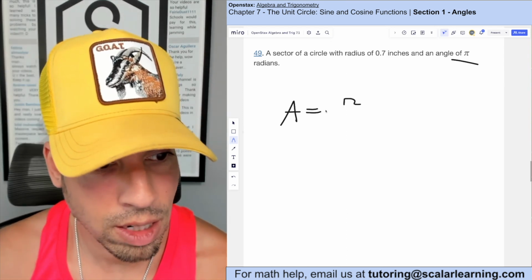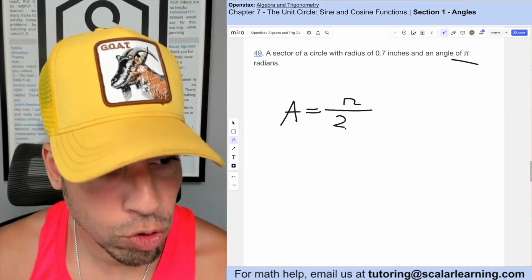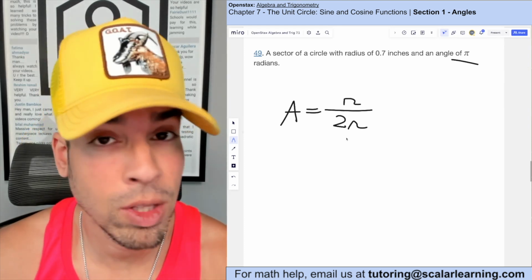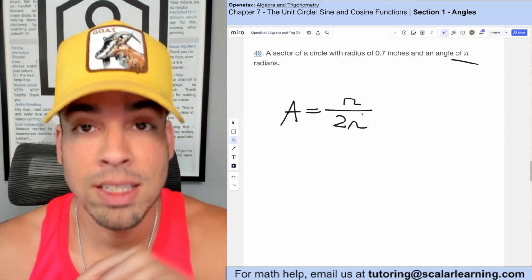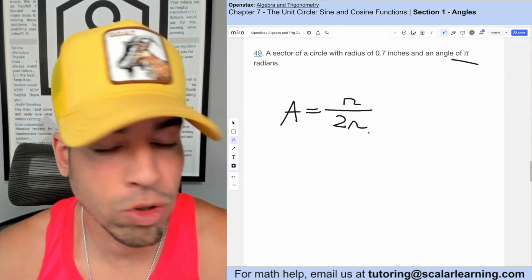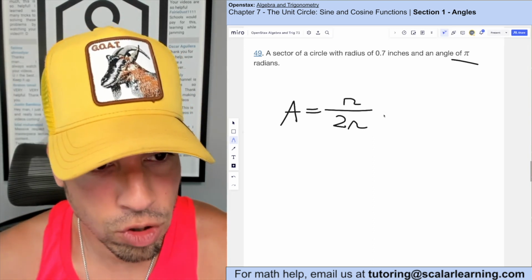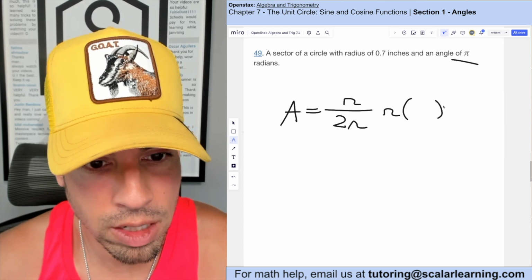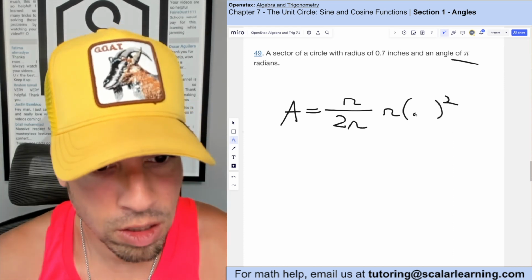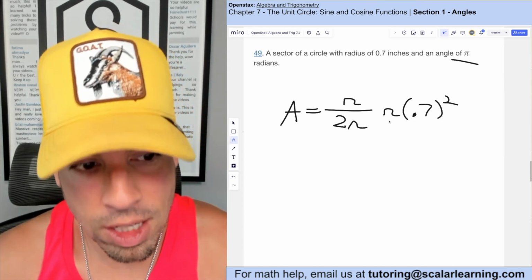Boom. So here to get the area, we take the central angle, and in this case, it's in radians. And so now we divide by 2 pi. If it was degrees, we'd be dividing by 360, but it's basically, that's the amount of radians going all the way around a circle. Just like in degrees, it would be 360. And then times the area of the circle, which is pi times radius squared. And here the radius is 0.7. So let's plug this into Desmos and we'll see what we get.